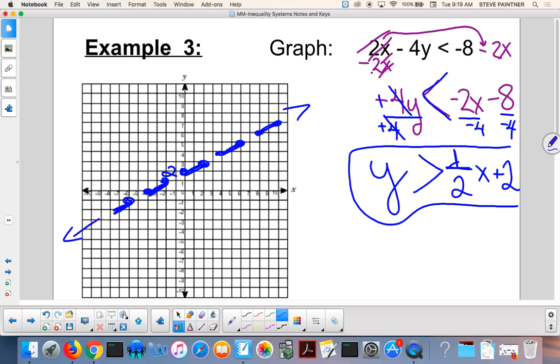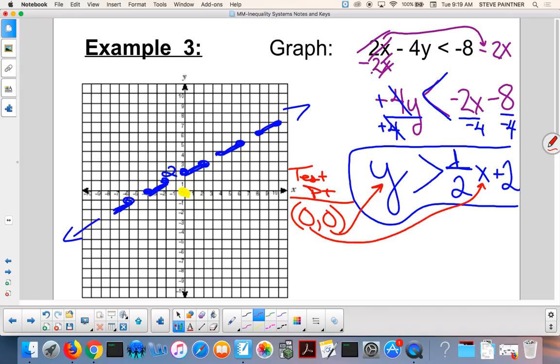Gotta try a point. Pick a point. The best point we said was, if you could just pick 0, 0, guys, it is so easy. Here we go. Pick 0, comma 0. This is called your test point. So you say 0 for y and 0 for x and see what happens. 0 is greater than half of 0 plus 2. Wouldn't that just be this?